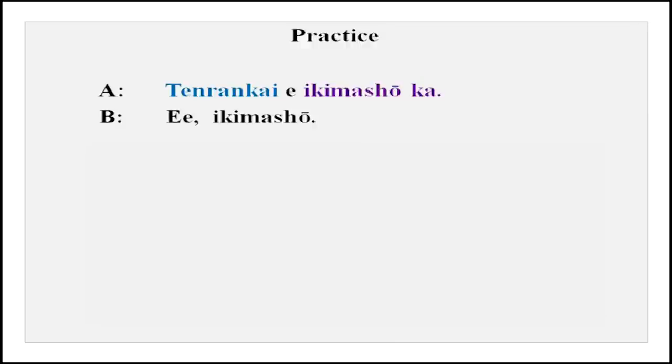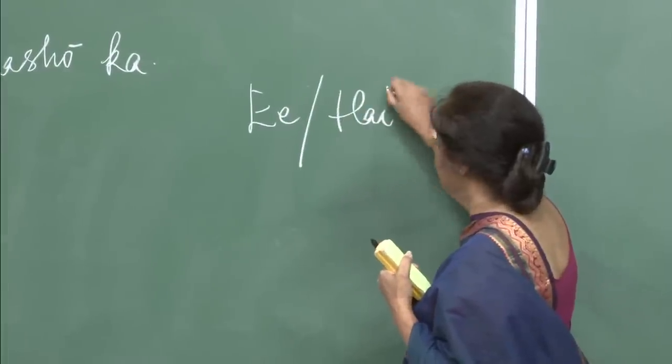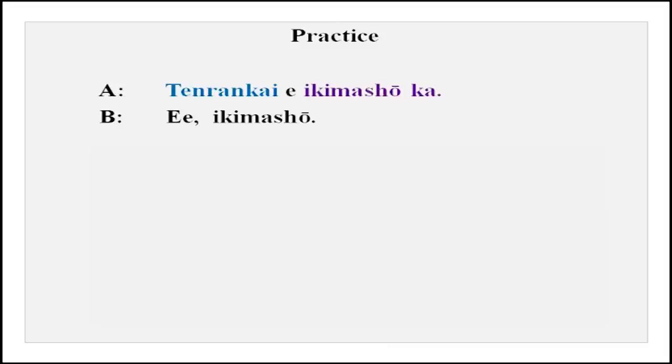Tenrankai e ikimashou ka? E ikimashou. E is exactly like the English letter A, and ikimashou. Yes, let's go. And tenrankai is an exhibition, as we did last time.